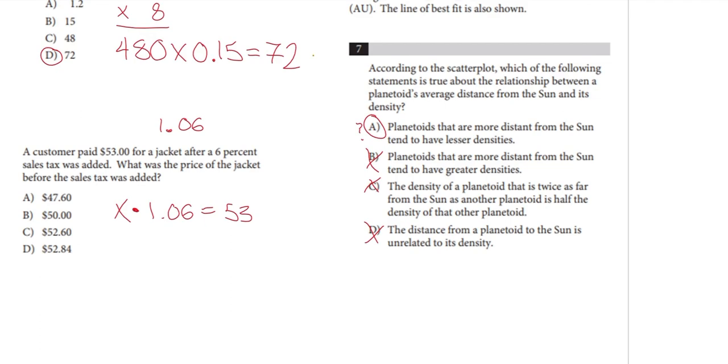In order to get X by itself, we're going to divide by 1.06 on each side. And then we're going to find that X equals 53 divided by 1.06, which gives us 50, which is answer choice B.